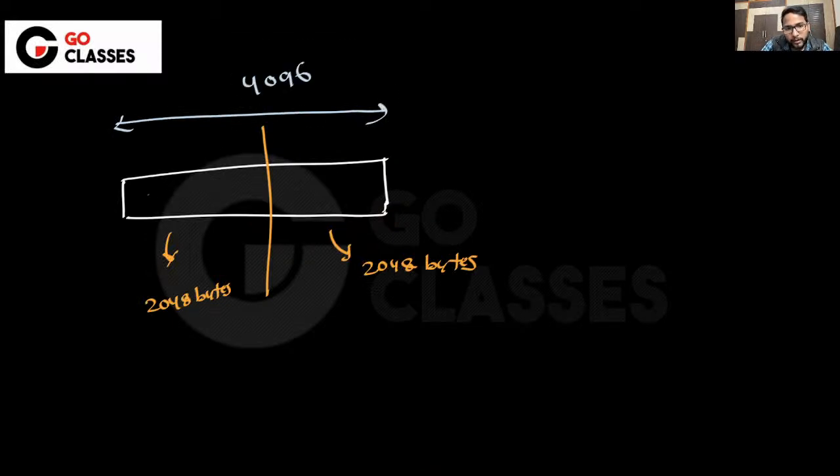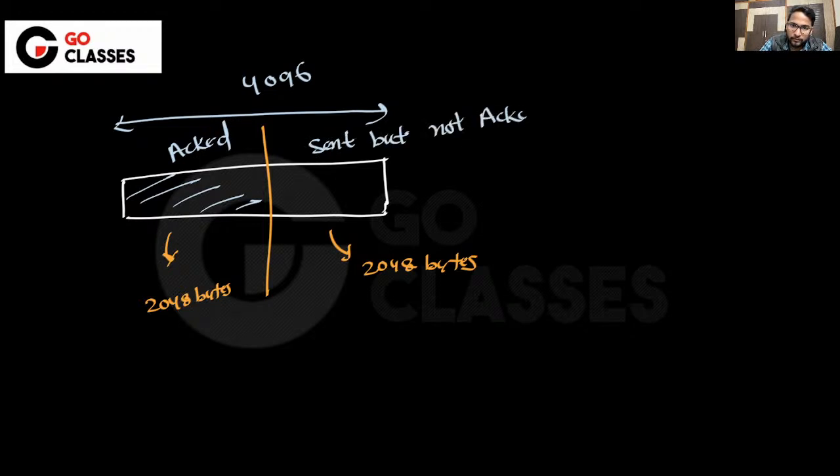Out of this, you have sent it, you have received it. So this is acknowledged, and this is sent but not acknowledged. This is the current sender window situation. Let me know if that is clear. This is the complete picture of what is happening in the sender window. Now, to reach this situation, what must have happened before it?